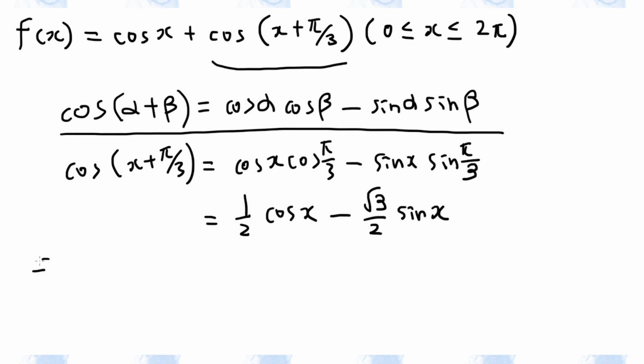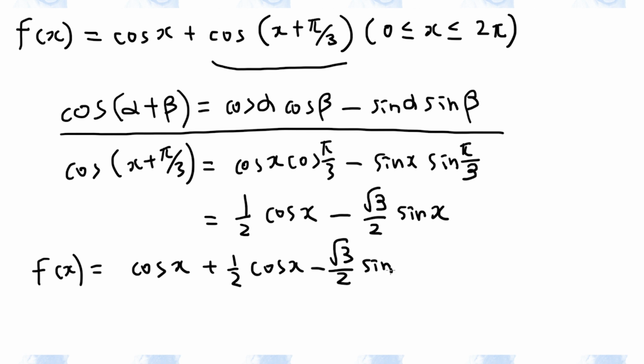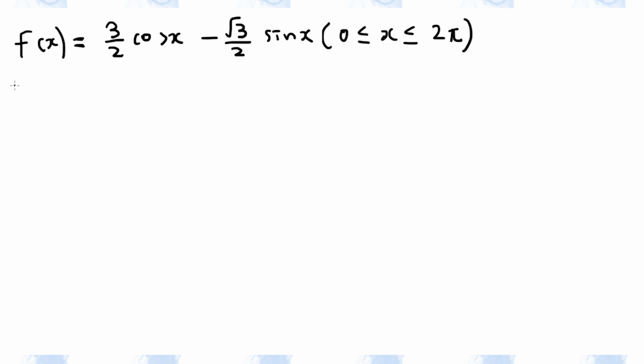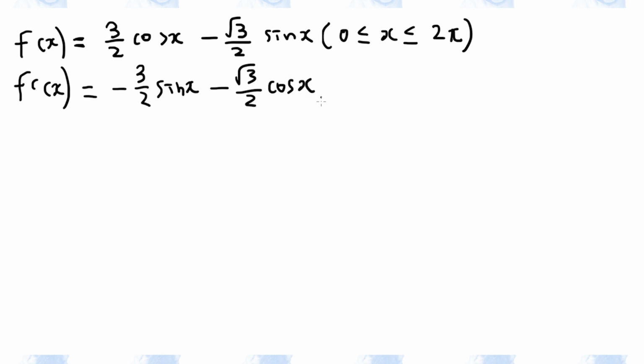So now we have f of x equals cosine x plus 1/2 times cosine x minus root 3 over 2 times sine x, which is 3 over 2 cosine x minus root 3 over 2 sine x. Next, let's differentiate this function. F dash of x is minus 3 over 2 sine x minus root 3 over 2 cosine x. And let f dash of x be equal to 0 to find the maximum and minimum values.